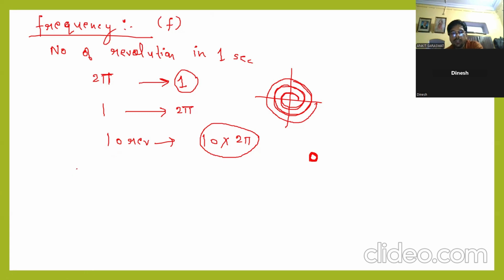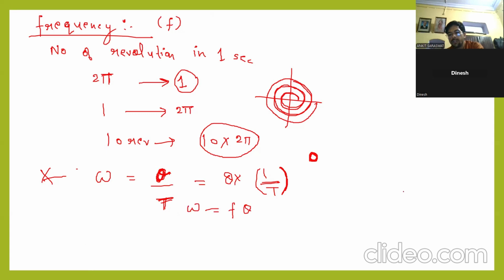So if you want to write, you can write the formula of angular frequency. Omega is, this is what you have learned, theta by t. Let us suppose in time t, this particle is traveling theta. Clear? This 1 upon t is frequency. 1 upon t is frequency. F into theta.